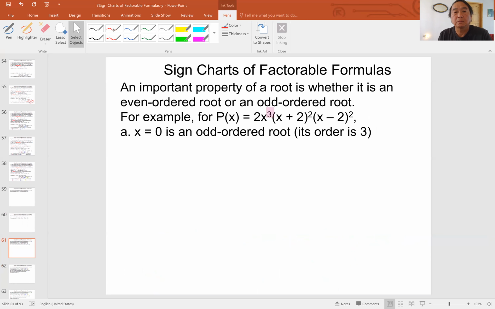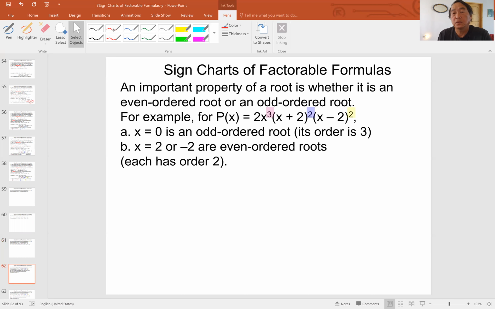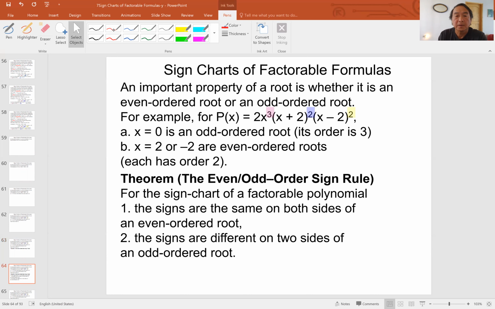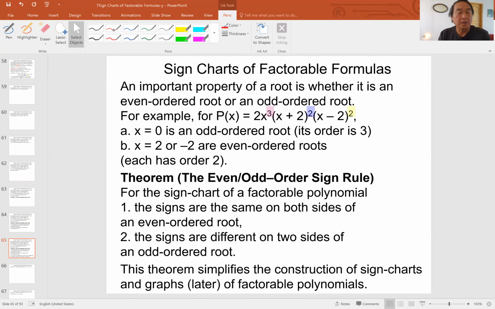So for example, x equals 0 is an odd order root, odd power. The power is 3. The root x minus 2 is an even order root. And here is a theorem that tells you how to make a sign chart really fast, once you can factor and identify the roots and their orders. So we'll just do one over here.